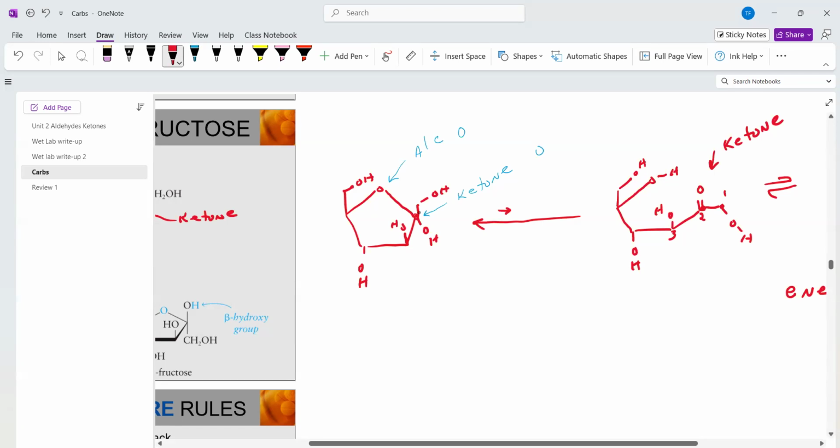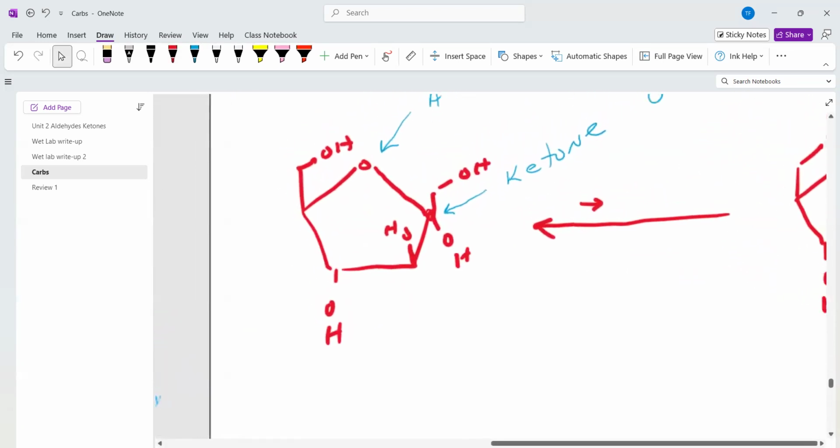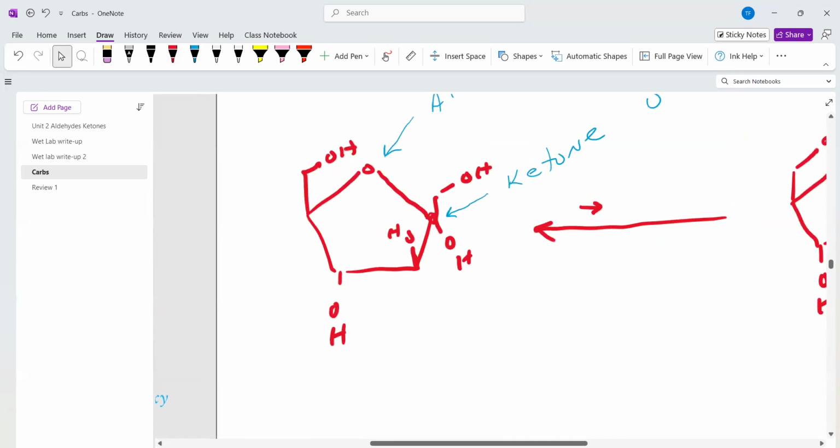Now, numbering of furanoses, or in this case, fructose: this is carbon number 1. So in furanoses, carbon number 2 is the anomeric carbon. Now, real quickly, the formula for this is C6H12O6, the same formula as glucose.